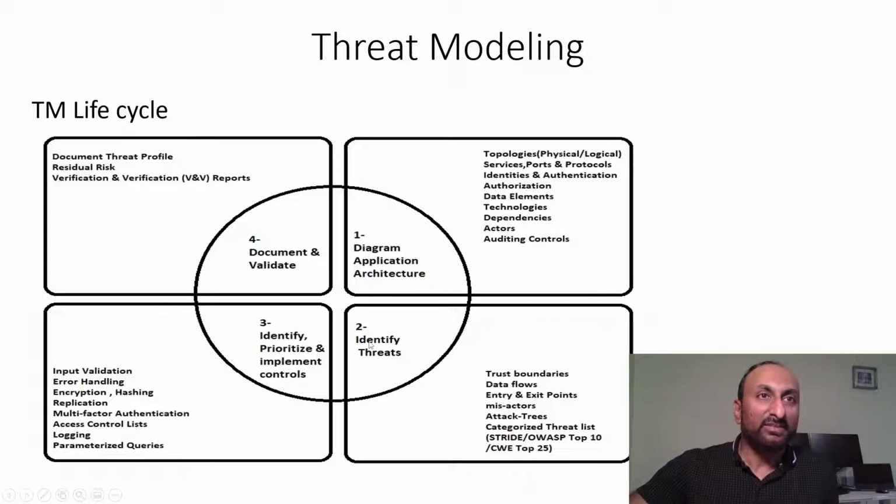Once the threats have been identified, in the third phase of the threat modeling lifecycle, we identify and implement the remediation controls associated with those threats we have identified in phase 2. In the fourth phase, we validate the remediation controls, whether those remediation controls have actually mitigated the security threat or not. In phase 4, we also validate whether the overall security posture of the application design has been improved or not.